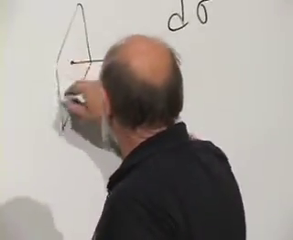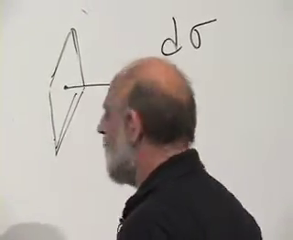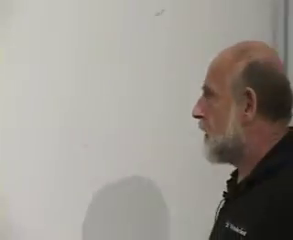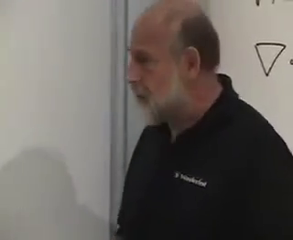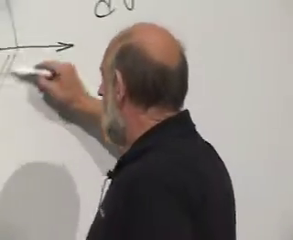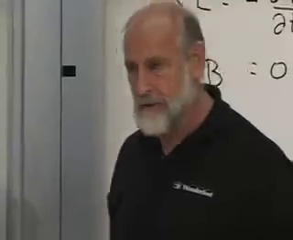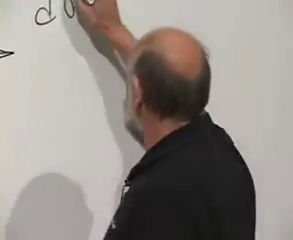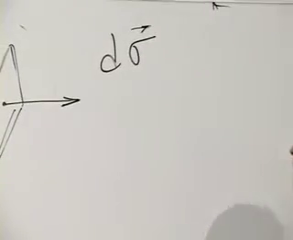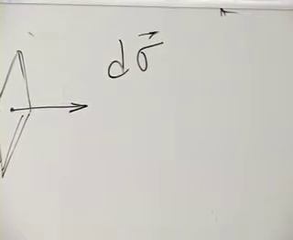But for the moment, just imagine assigning to every little element of area a vector whose length, whose magnitude is the little area and whose direction is perpendicular to the direction of area. That's called the surface element vector, the surface element vector d sigma. I could put a little vector symbol above it, but we don't need it, just d sigma.